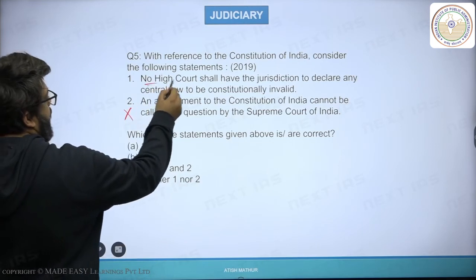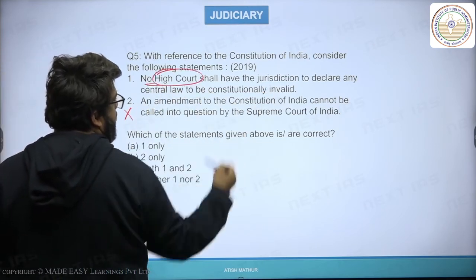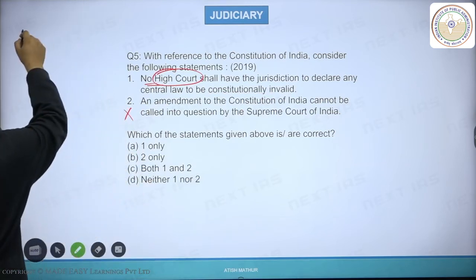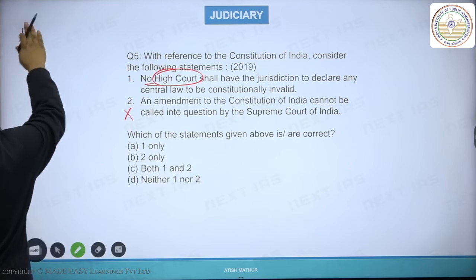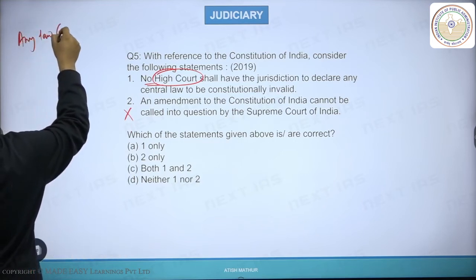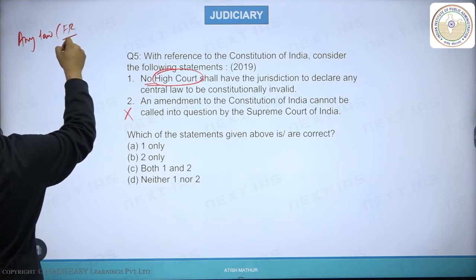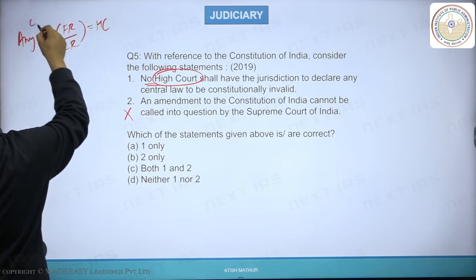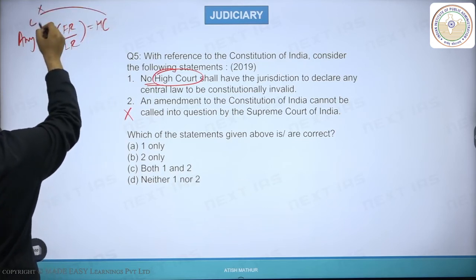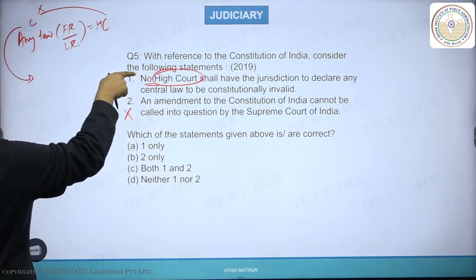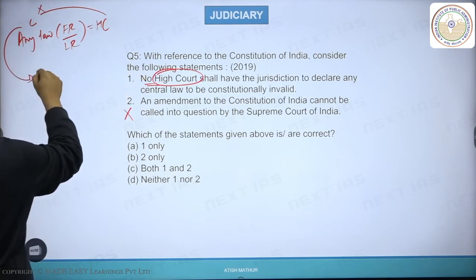यहाँ पे क्या बोला है? नो हाई कोर्ट शैल हैव द जुरिस्डिक्शन टू डिक्लेयर एनी सेंट्रल लॉ टू बी कॉन्स्टिट्यूशनली इनवैलिड. मैंने क्लास में बहुत क्लियरली बताया था, you can challenge any law that violates a fundamental right or a legal right at the High Court, and if it is a central law and the High Court strikes down the central law, it will not be valid. It will not be valid as in the domains of the state.